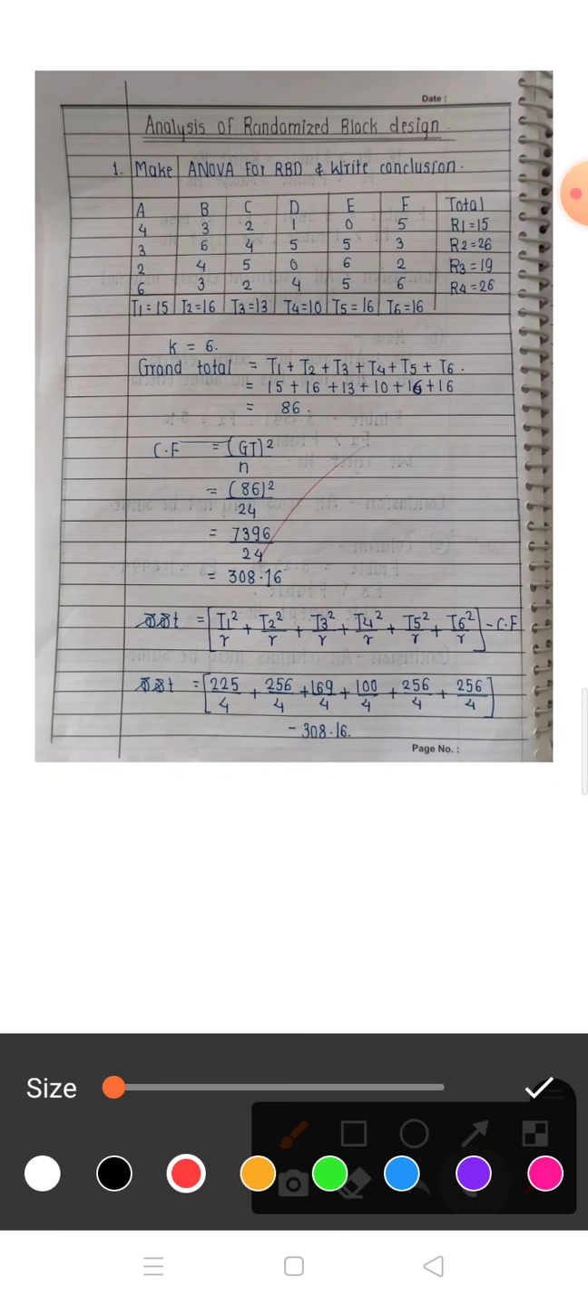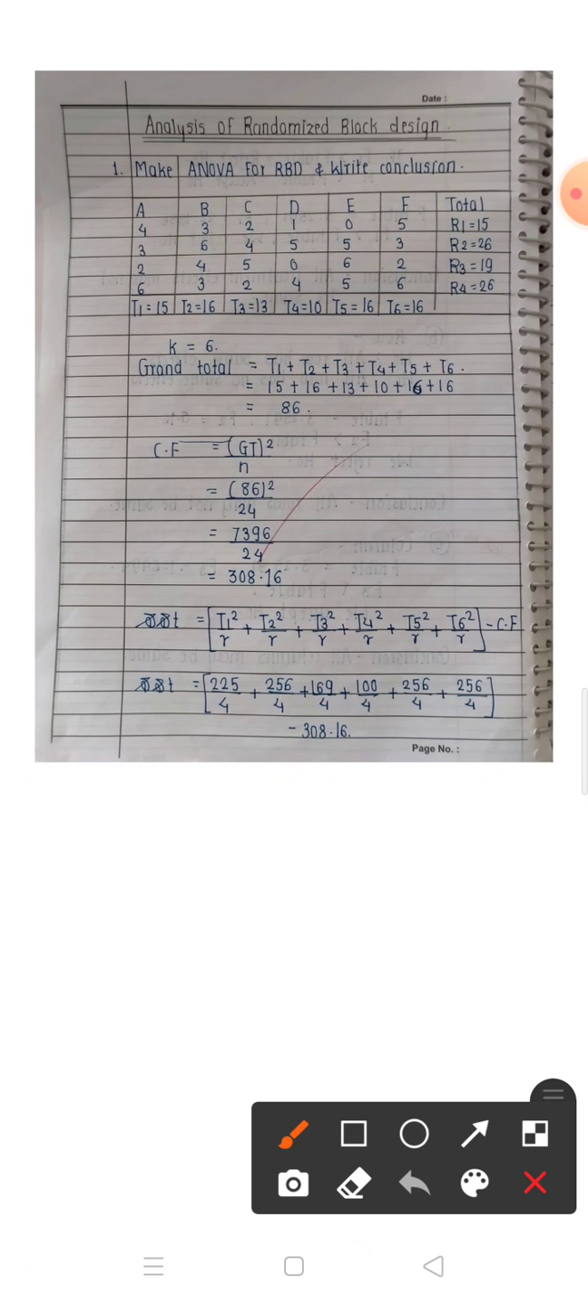The example is we are given A, B, C, D, E, F. There are 6 treatments, each repeated 4 times. So the value of K is 6 and the value of R is 4. The procedure of analysis is the same as the CRD.